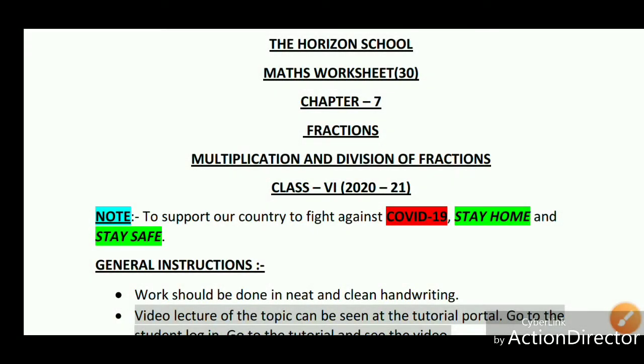Hello students, this is Maths Worksheet 30, chapter number 7, Fractions. Here we will discuss multiplication and division of fractions.